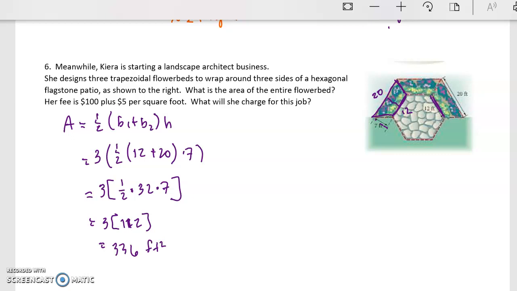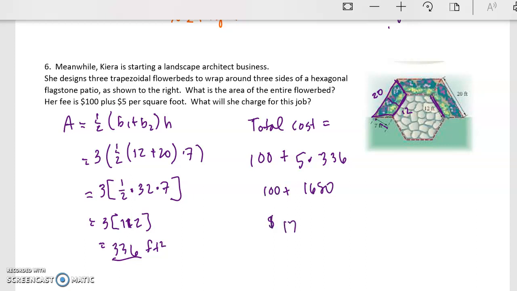The fee is $100 plus $5 per square foot. So the total cost is the $100 fee plus $5 times the total amount of square feet. Which would be a total of $1,780. Okay, so this concludes section 8.1 to 8.3, looking at area of quadrilaterals, triangles, and then some applications.